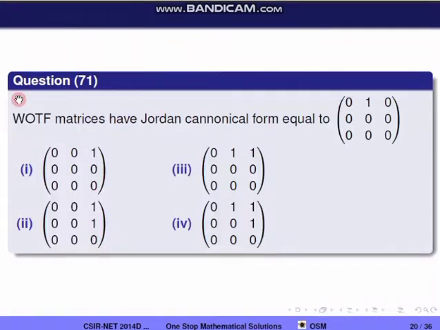Next question, question 71. Which of the following matrices have Jordan canonical form equal to 0, 1, 0, 0, 0, 0, 0, 0, 0? So we have to find which of the options has Jordan canonical form equal to this matrix. So we'll look into the concept used.